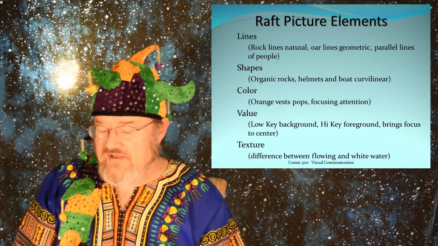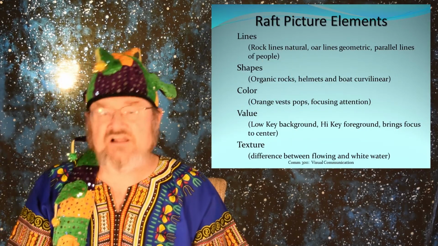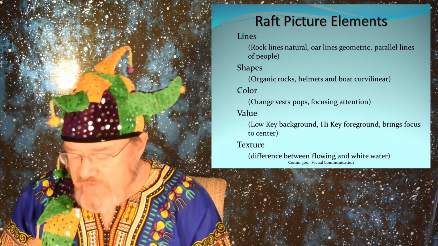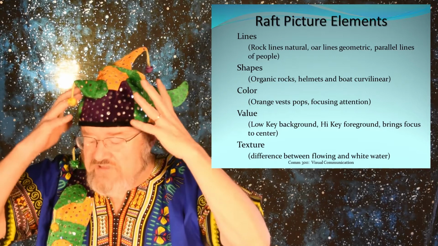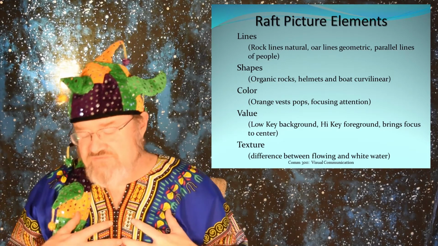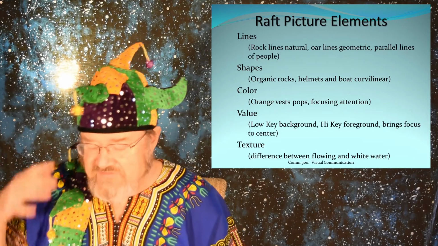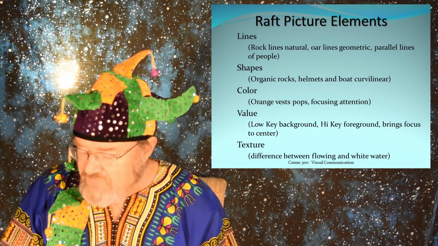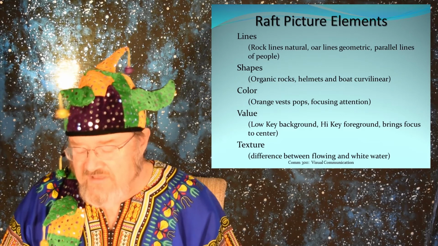Here's an image of a raft trip my family and I took. Let's kind of talk about some of the elements and principles here. The lines, we have rock lines in the back, we have oar lines, which are geometric, we have parallel lines of people. The shapes, these are organic rock shapes. We do have helmets, which are curvilinear, and the boat itself is kind of curvilinear. Color, orange vests kind of pop, but the different colors of the helmets kind of focuses attention in different ways.